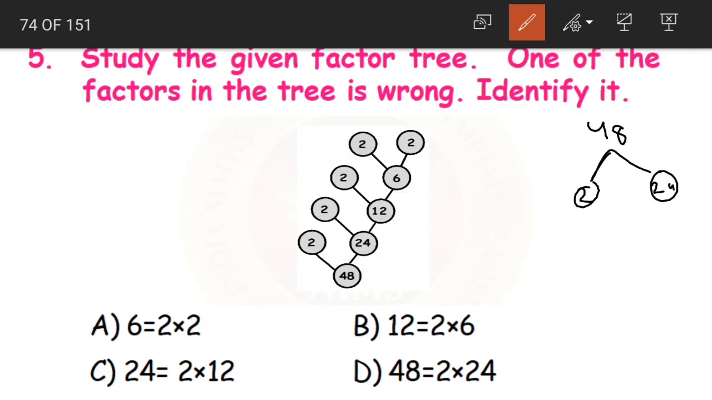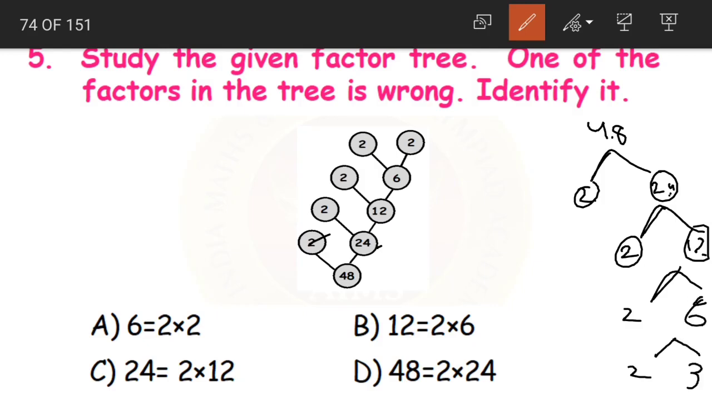Yes, we have 2 into 24, 48, it is correct, and then 24 is split as 2 into 12. Yes, then 12 is again split as 2 6s are 12. Now 6 is split as 2 3s are 6. This is our correct factor tree.